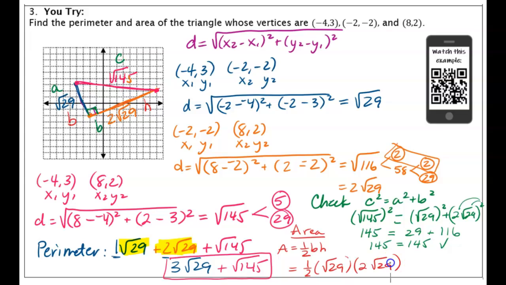So two things are going to happen here. This 1/2 and the 2 are going to cancel each other out, because they're both outside of a radical. And now I have the square root of 29 times itself, and whenever you have a square root times itself, it just turns into that number. So that means that the area is just 29.